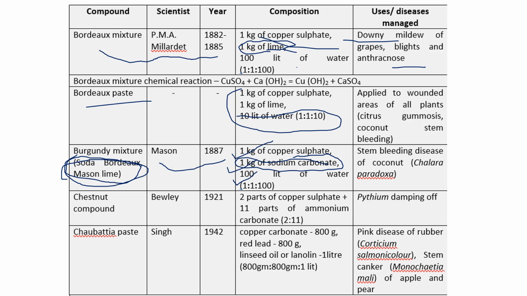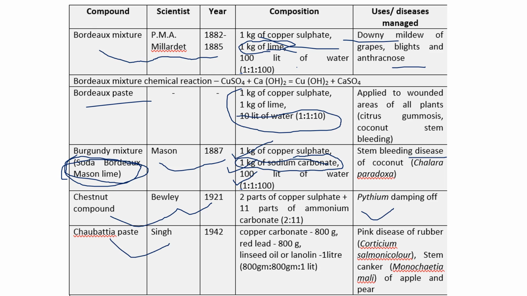That gives you Burgundy mixture or soda Bordeaux, generally recommended for stem bleeding of coconut, which is caused by Ceratocystis paradoxa. And Chestnut compound, which was developed by Beverly in 1921. The composition is 2:11. Just now we discussed, right? 2 parts of copper sulfate and 11 parts of ammonium carbonate, used for damping off disease.